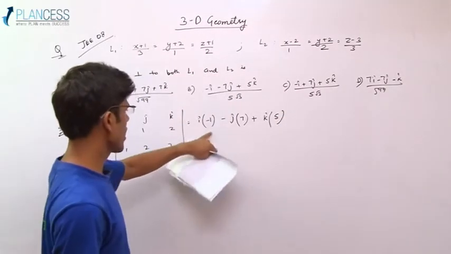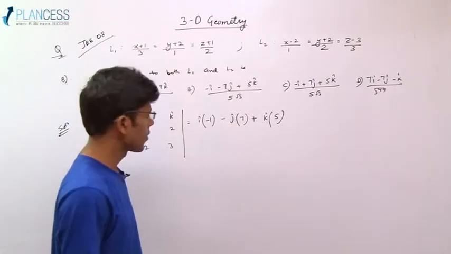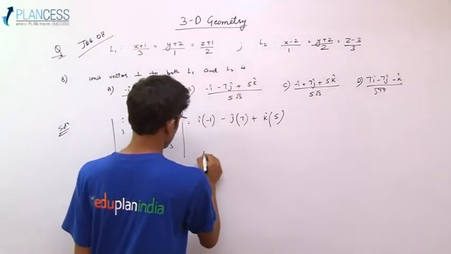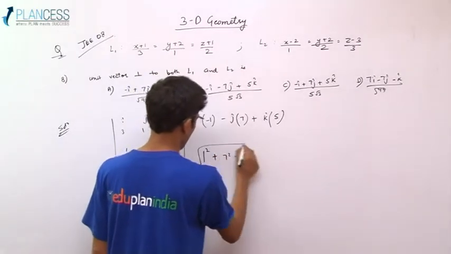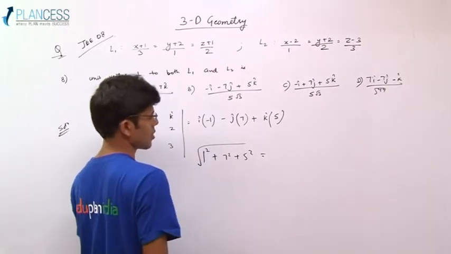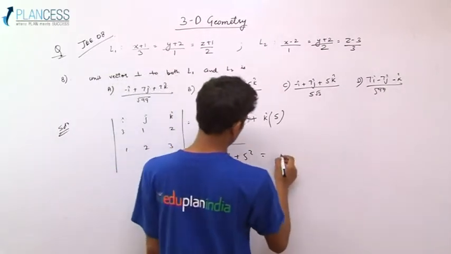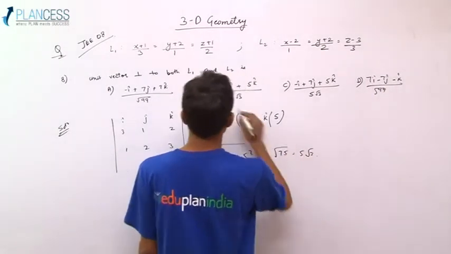So this is minus i cap minus 7j cap plus 5k cap, and to find the unit vector, the modulus of this vector is the square root of 1 squared plus 7 squared plus 5 squared, which is 49 plus 25, which is 74, plus 1 is 75. So this is 5 root 3. So this is the answer.